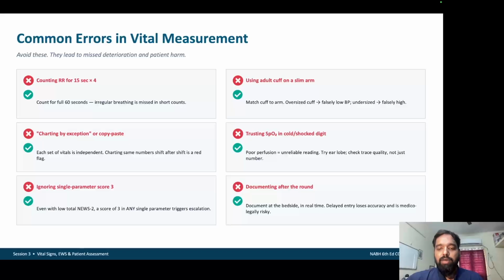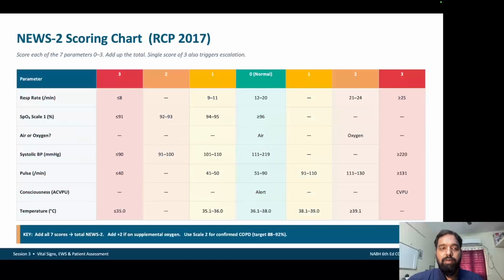And documenting after the rounds. Document at the bedside in real time. Delayed entry loses accuracy and is medico-legally risky as well.